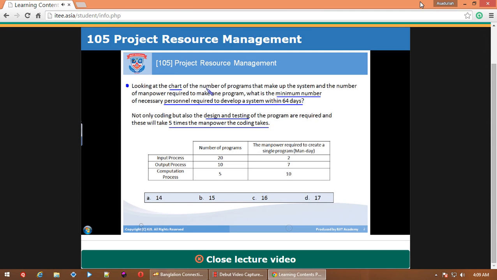So these are the information provided, and we need to find out the minimum number of necessary personnel required to develop this system within 64 days. Before answering this question, let's try to understand first various units of manpower normally used in software development projects.